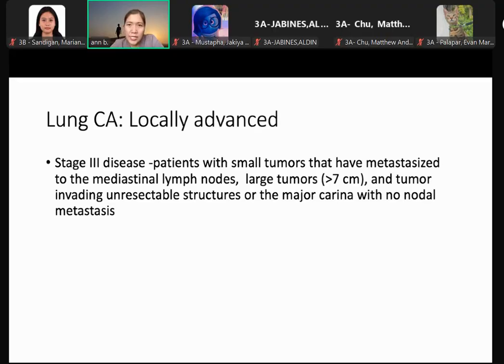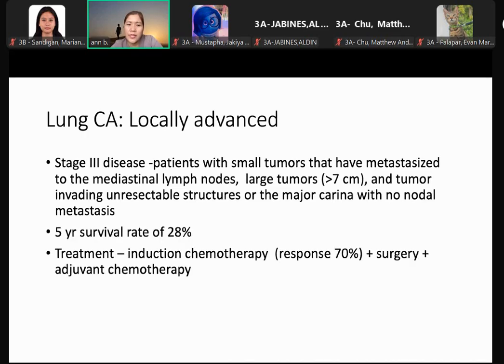So in stage 3 disease or stage 3 lung cancer, there are patients with small tumors that have metastasized to the mediastinal lymph nodes, large tumors of 7 centimeters, and tumors invading unresectable structures or the major carina with no nodal metastases, with a 5-year survival of 28%.